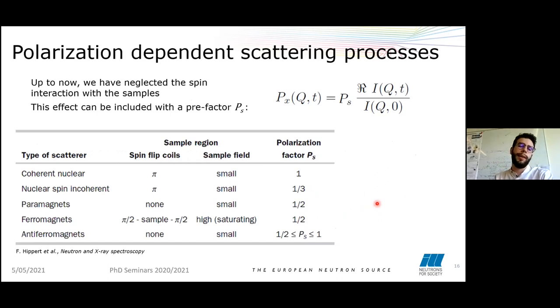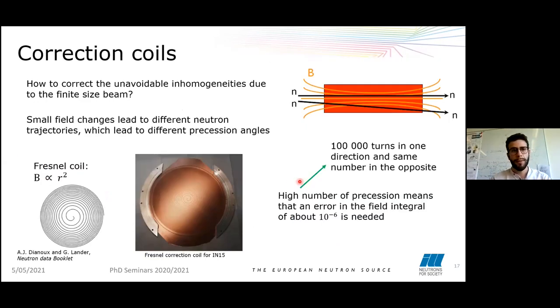Now, up to now, we have neglected the spin interaction with the sample, which can be included with this prefactor PS, which depends on the type of scattering and the sample region. For example, for nuclear spin incoherent scattering, this prefactor will be 1/3 because of the selection of the direction. Then we have to consider that the field is not really homogeneous, and in particular, the beam has a finite size. So neutrons at different positions experience different fields, leading to different trajectories and different precession angles.